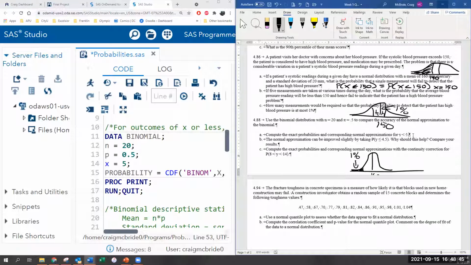So when it says compare your results, we're just comparing A and B. Yes, you're comparing the poor approximation you got in A to the better approximation you got in B.